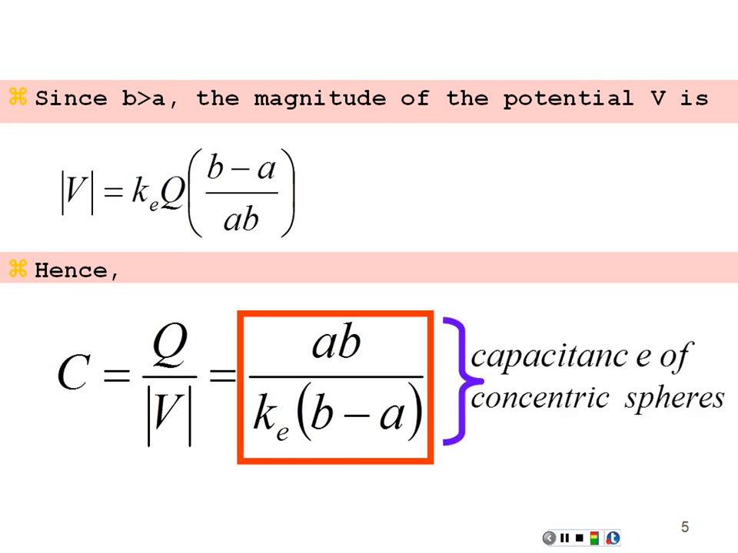What's cool about this result is that it only depends on geometric factors. It only depends on the radius a, the radius b, and a constant, our famous K constant, 1 over 4 pi epsilon naught, or 9 times 10 to the 9. So you could build these capacitors based on those specifications in the factory without having to know what charge you're going to try to put on it or the voltage you're trying to put on it. It's basically based on geometric factors.